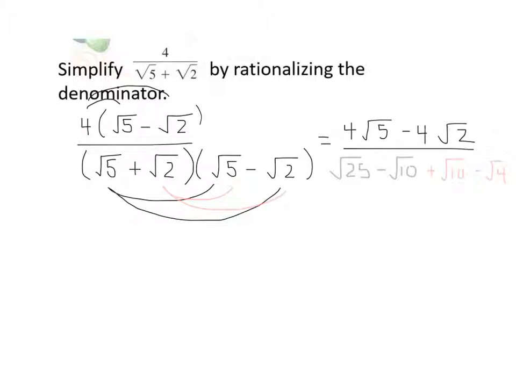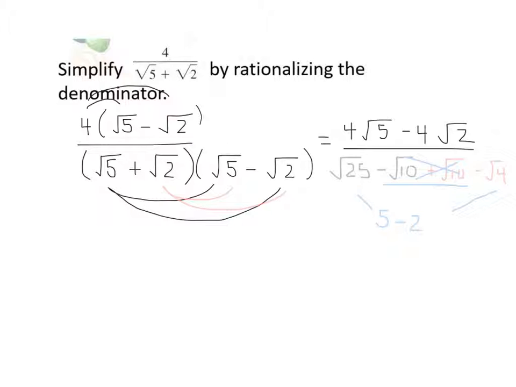Now notice something magical happens. The minus root 10 and the plus root 10 cancel one another out. The square root 25 is 5, and the minus square root 4 is minus 2. All radicals disappeared from the denominator of our fraction, which was our intent. So when you multiply by the conjugate of the denominator, it eliminates the radicals from the denominator.